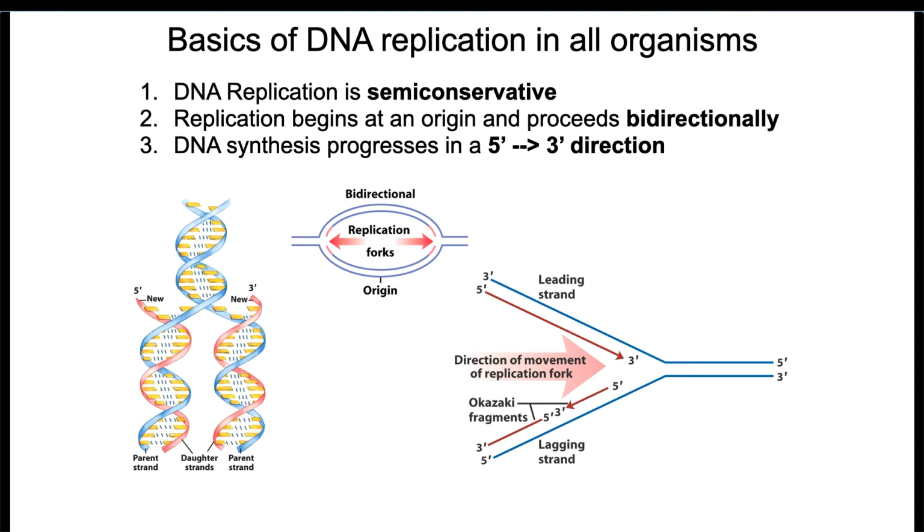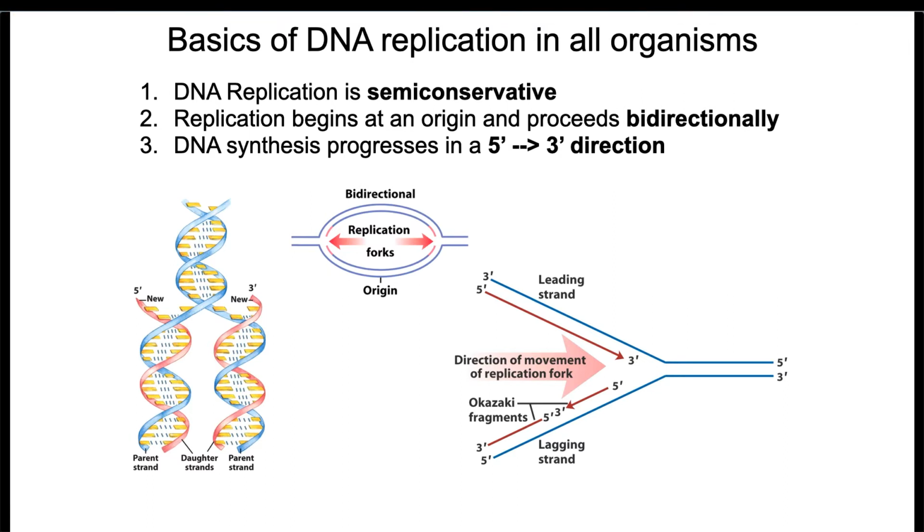So the basics of DNA replication in all organisms is that it is semiconservative. What that means is that we start off with a parental molecule of double-stranded DNA, and the two new molecules that we produce consist of both an old parental strand and a new daughter strand. That's referred to as being semiconservative.